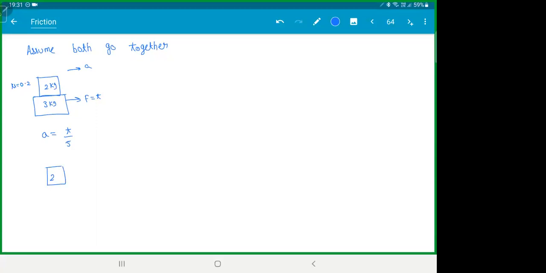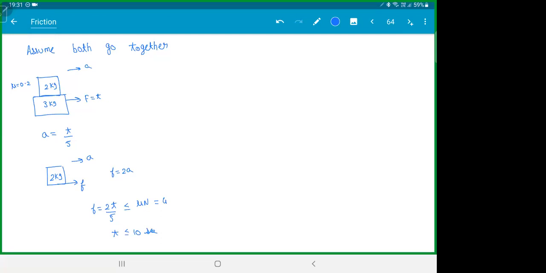I'll take the 2 kg block because I want to find the friction ka value. So the reason why 2 kg is moving is because of friction between them. So F is equal to 2A. So I get friction is equal to 2T by 5. But I know friction ka value is less than equal to mu n, which is nothing but 4. So we get time is less than equal to 10 seconds.